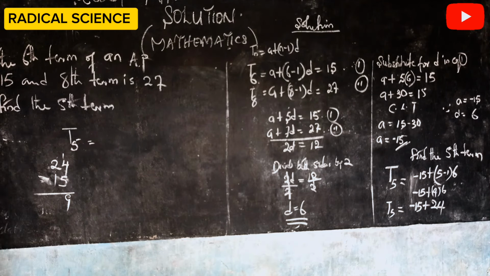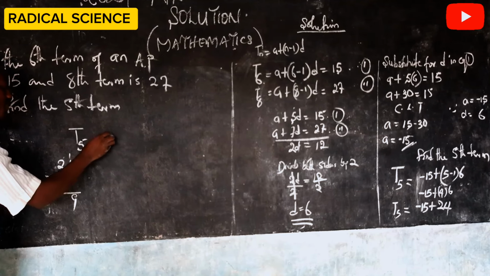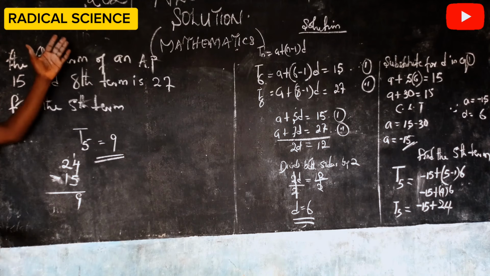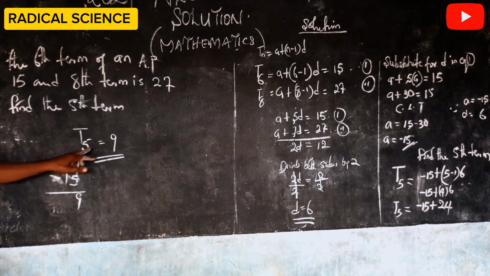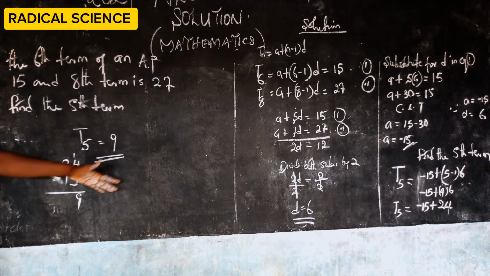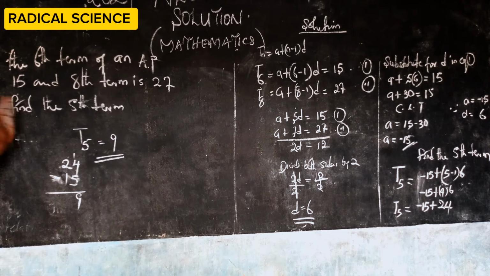Therefore, they said if the sixth term is 15 and the eighth term is 27, find the fifth term. From our calculation, the fifth term is equal to 9. Please, I would like you to cross-check what we have solved from the beginning till this point. Our fifth term is equal to 9. Minus 15 plus 24 is equal to 9.